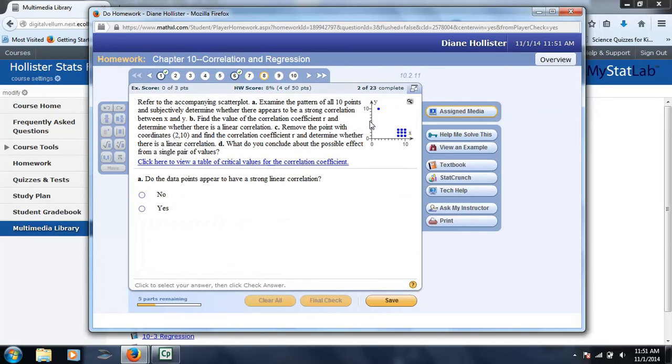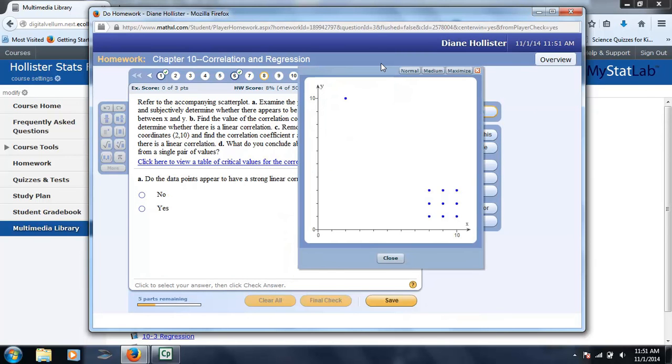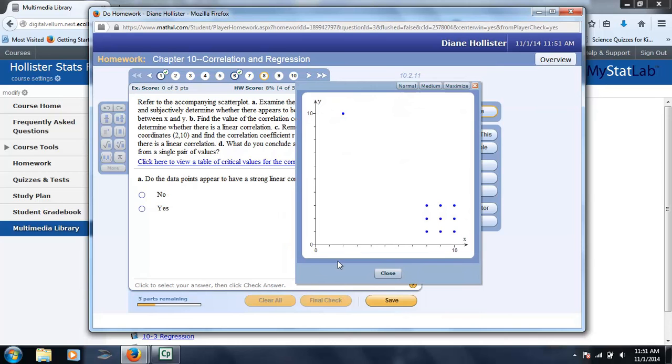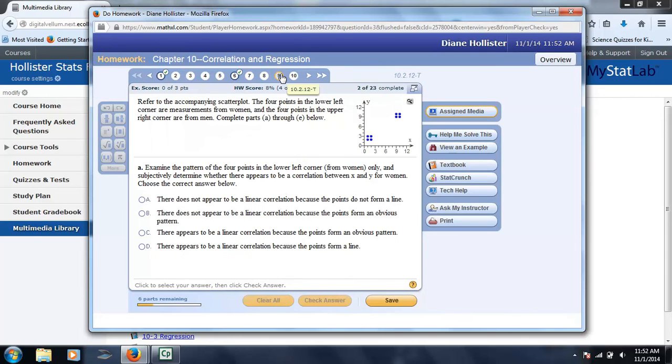Now, in number 8, we're looking at data on a graph. And so students sometimes say, well, where's my data? Well, you're going to have to take the points off of this graph and enter them into StatCrunch. So, for example, one of our data points is 2, 10. Another one is 8, 1, 8, 2, 8, 3, 9, 1, 9, 2, 9, 3, 10, 1, 10, 2, 10, 3. Those are your points, and you will enter them as pairs in StatCrunch and have StatCrunch compute the correlation for you. Same with number 9.